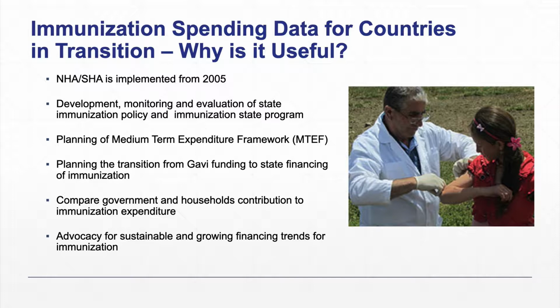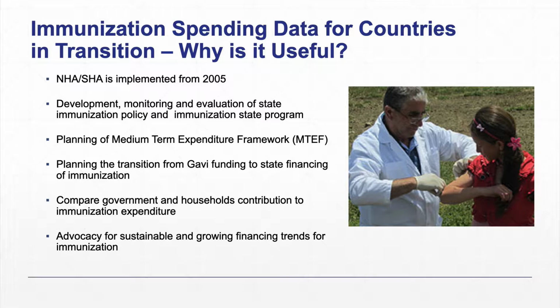From 2005, the country has been producing SHA, an instrument that enables us to generate immunization spending data. The SHA result is used to develop monitoring and evaluation of state immunization policy and the immunization state program. Immunization spending data answers the question, what is the share of state and household contribution in immunization expenditure, and makes it possible to plan policy to reduce the financial burden on the population.